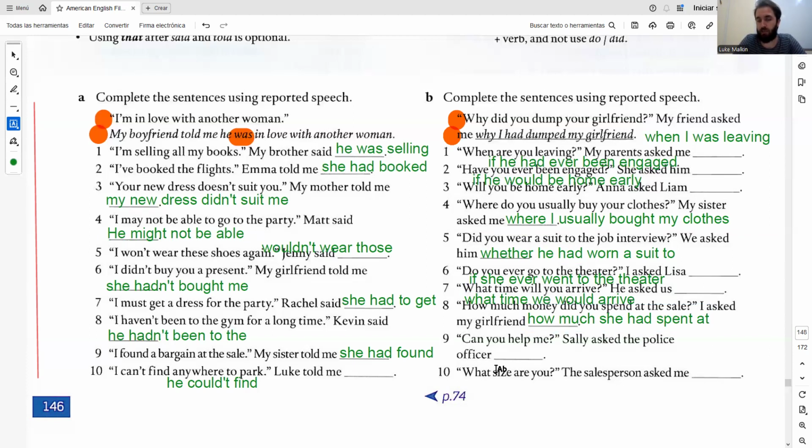Can you help me? Sally asked the police officer. This is a yes, no question. If they or he or she could help her. Her is Sally. They is the police officer. Maybe man, maybe woman. Number 10, what size are you? The salesperson asked me what size I was.